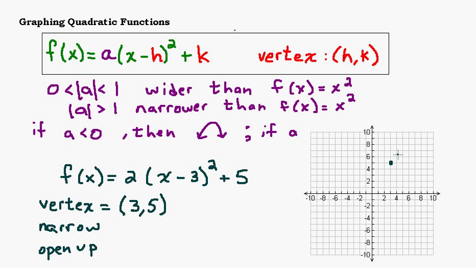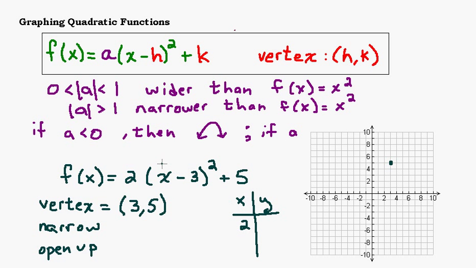I can't just go over 1, up 1, over 2, up 4 like I did before because it's not the same shape, it's narrower. So to find a couple more points, I'm going to do a table, or I could take my y values and multiply them by 2. But let's just do a quick table. So the vertex helps me pick x values. I want to pick an x value that's close to my vertex. I don't just want to go 1, 2, 3, okay? So my vertex is at 3. I want to pick either 2 or 4, 1 unit to the left or right. So let's go with 2.